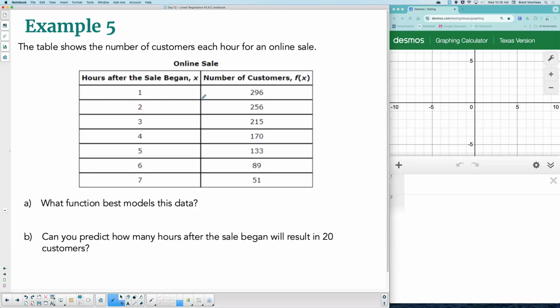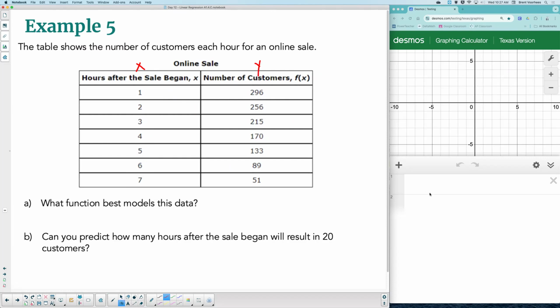All right, we're going to take a look at our last one here, example 5. The table shows the number of customers each hour for an online sale. I'm going to start with the question here. When you're given a table, what does the first column always represent? X. I know it says an X here, but I'm going to add it with color. That's an X. This is the X column. And what's the second column always? Y. I would add that to your notes if I were you.